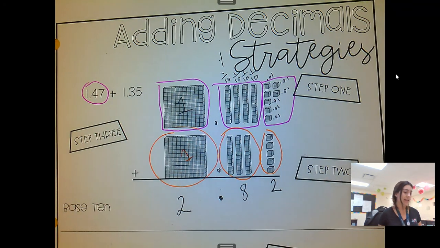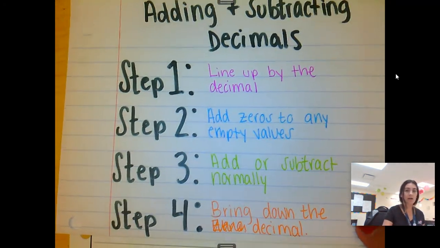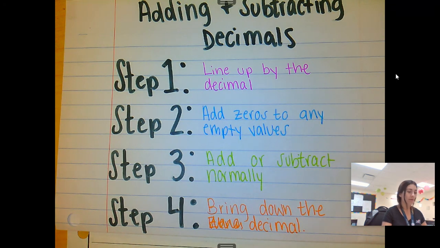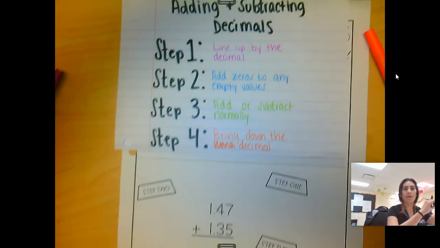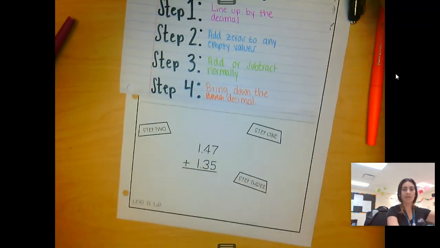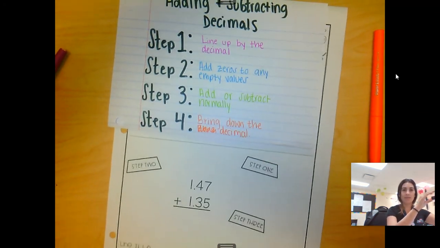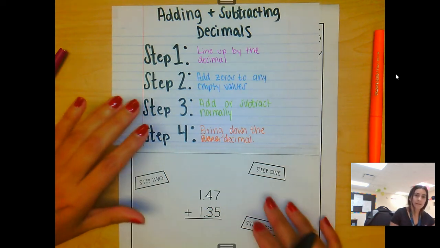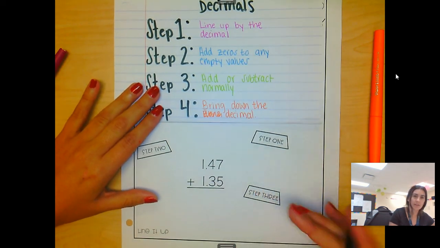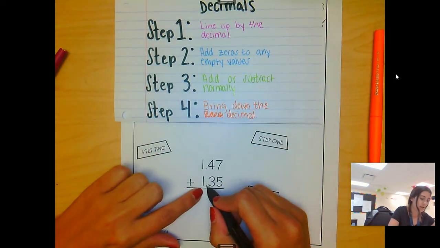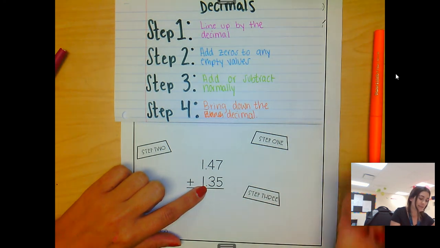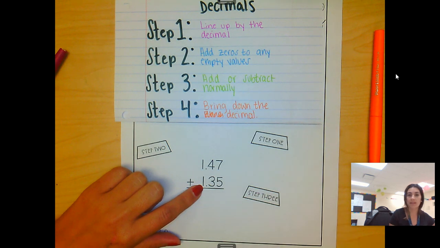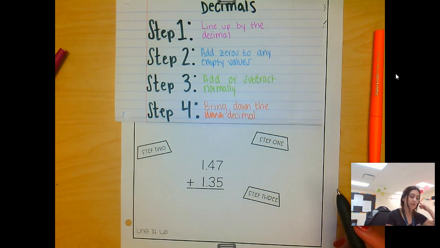And then let's go ahead and use the standard algorithm that we learned earlier to solve. Okay. Let's go ahead and lift this a little bit more. There we go. All right, so when we're adding or subtracting decimals, the first thing we need to do is line it up by the decimal. Perfect. Our step 2 is to add zeros to any empty place values. There's no empty place values here, so step 2 is done.